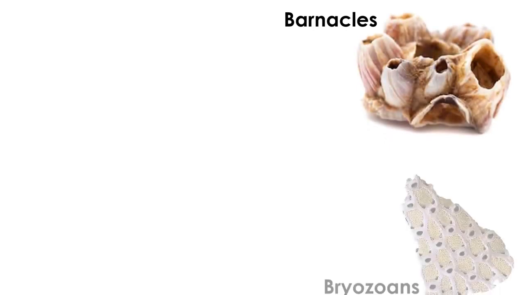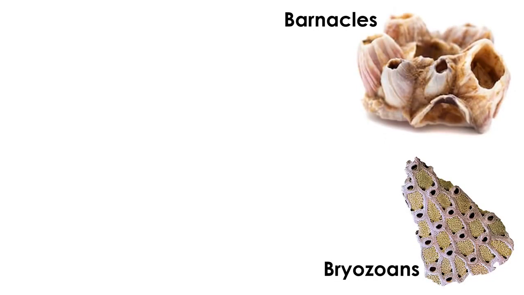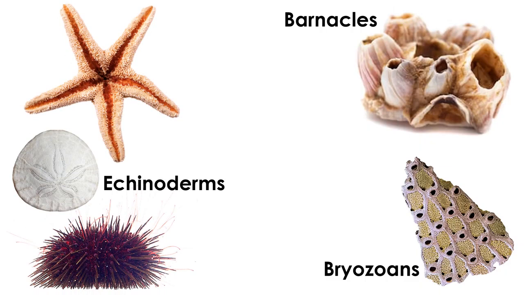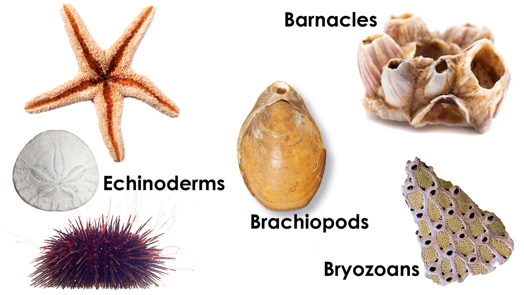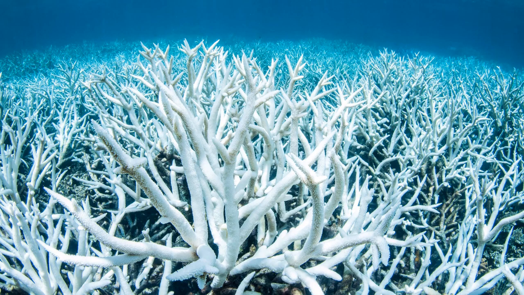These animals include barnacles, encrusting moss-like animals called bryozoans, sea urchins, sea stars, and sand dollars, and other animals that we collectively call echinoderms, and another group of bivalved shelled animals called brachiopods. And of course, coral. Coral are heavy biomineralizers. They build absolutely massive reefs made of calcium carbonate. They generate a lot of bioclasts.